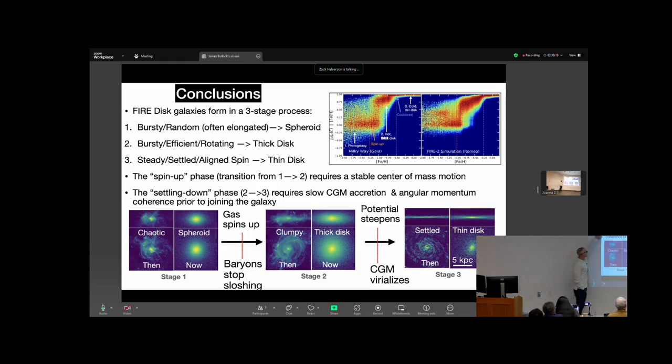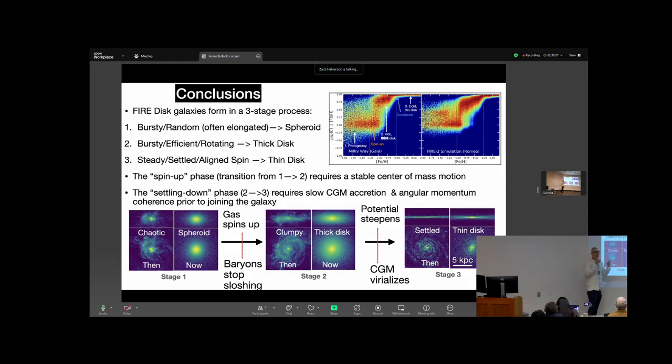It seems like the spin-up phase, this transition, requires a stable center of mass for stuff to orbit around. Maybe that's obvious, but it sort of seems to be happening. And the settled down phase seems to require slow accretion of gas from the CGM.